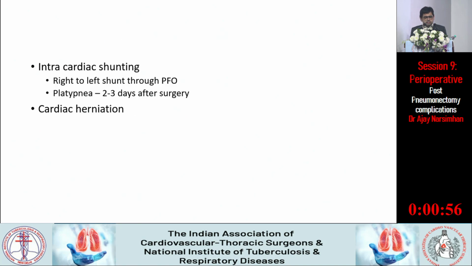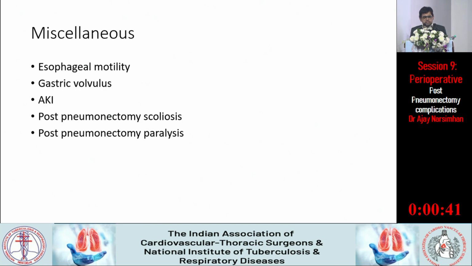Intracardiac shunting is very rare. I have not seen a case in my limited experience, but right to left shunt can occur through a PFO two to three days after surgery. Cardiac herniation, again, if you are going to do an intrapericardial pneumonectomy, always try to close the pericardium before you come out. Miscellaneous complications are many, but one thing which we commonly see is post-pneumonectomy scoliosis. Because of the space, acquired scoliosis happens. And very, very rarely you can get a post-pneumonectomy paralysis due to intercostal artery injury and all that stuff.